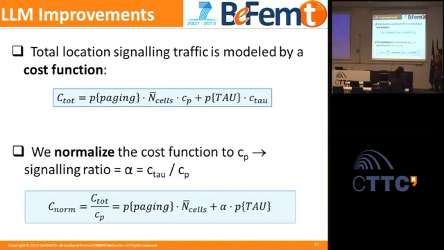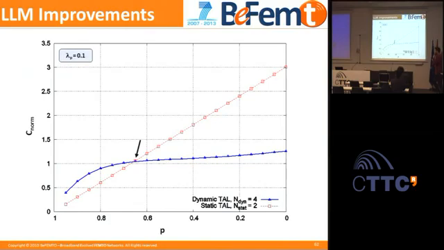Right, so we have the cost function, and then let's see what happens. We can evaluate this cost function, which is what we have here, the normalized cost function, for different values of P, which, if you remember, was that knob that we had in order to vary the speed of the UE. So see this axis as speed if you want, okay? And this axis as the cost.